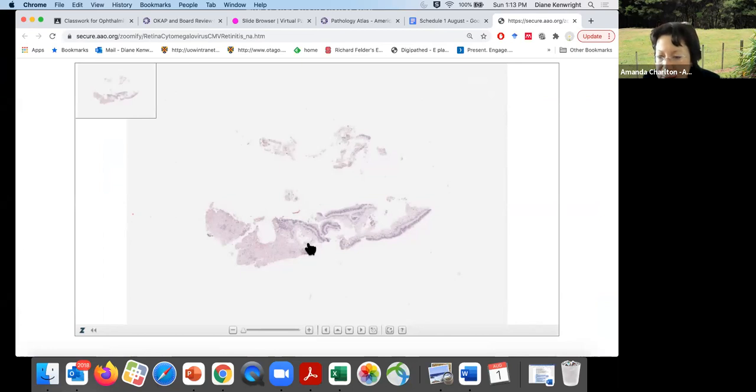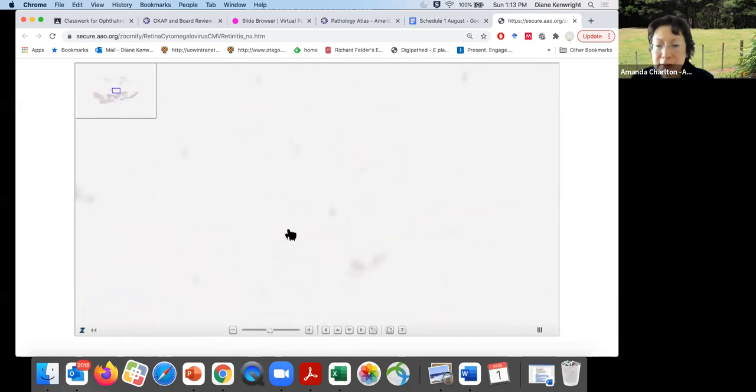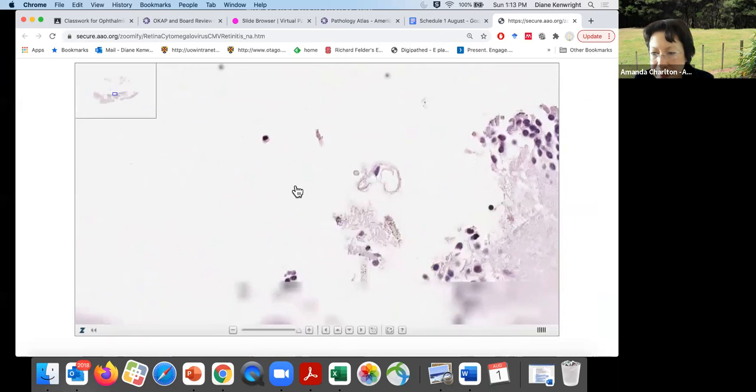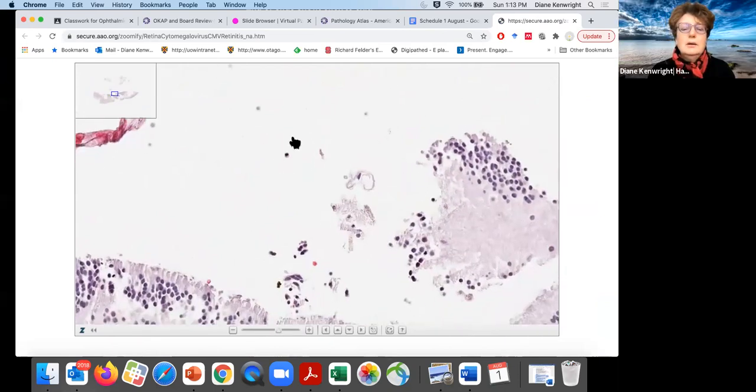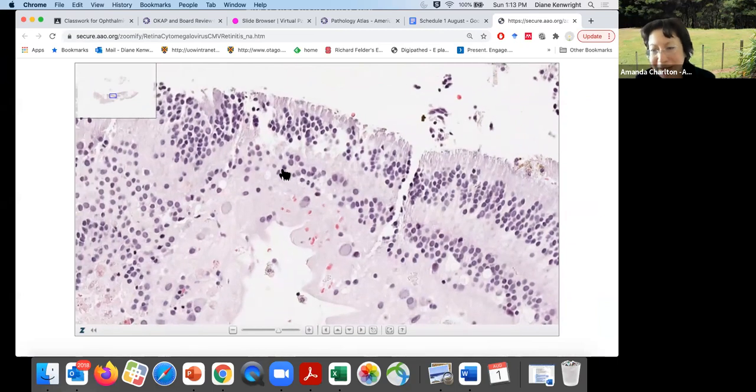So what I see is fragments of tissue with some disrupted retina. That's all I can identify at the moment. And so I'd like to go a bit closer and have a look to see what there is. That was a bit too close, wasn't it? Here we go. So I see, here's my fragments of retina. Oh, stop there.